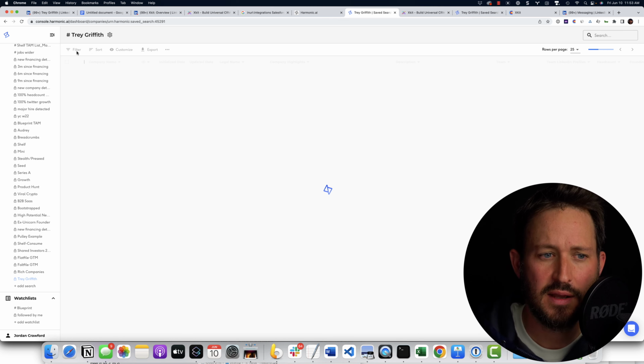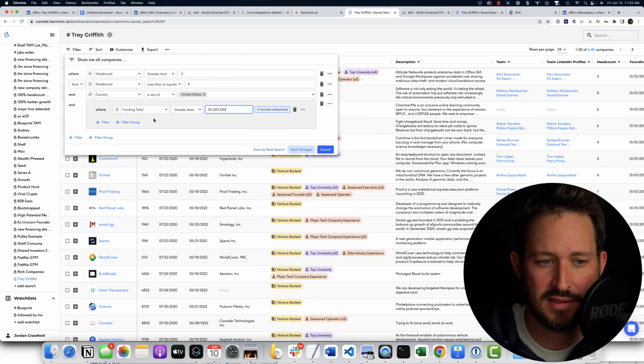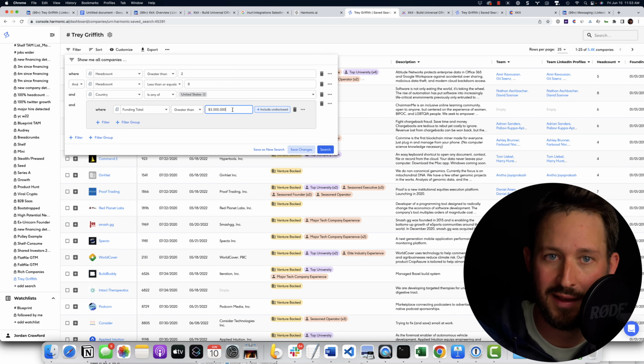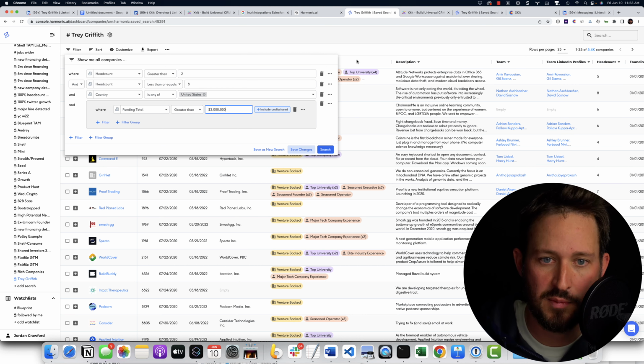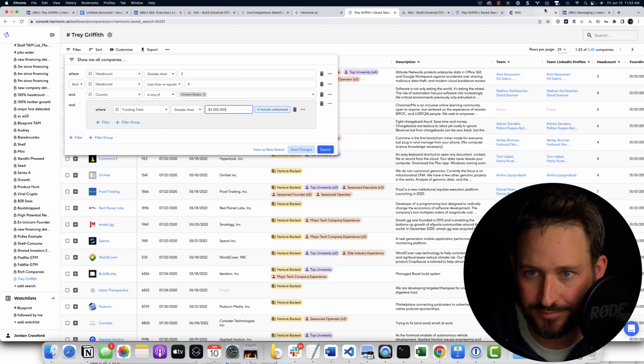So here's what I did. I went through and I said funding total greater than 3 million. They've got some bucks to spend. And then headcount greater than 2, less than 8. I did a couple of these because you can only import 6,000 at a time. So I ran this for 2 to 100 employees over 3 million. So now I got that whole list.